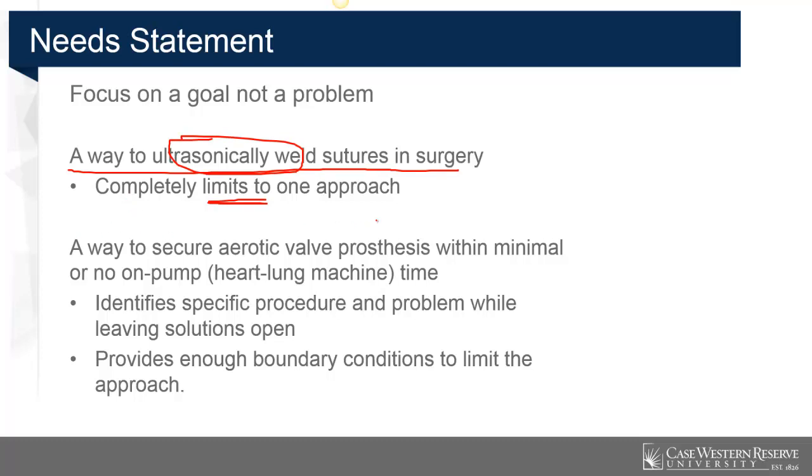And if we take a different example, going back to our earlier thought about the aortic valve, a way to secure aortic valve prosthesis with minimal or no on-pump. So in other words, you don't want to have a heart-lung machine. So what happens in this case is, yes, you've identified a specific procedure and a specific problem, but you've left solutions open. You haven't specified exactly how you're going to secure. But it does provide enough boundary conditions to limit the approach.